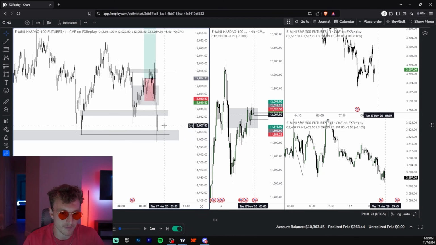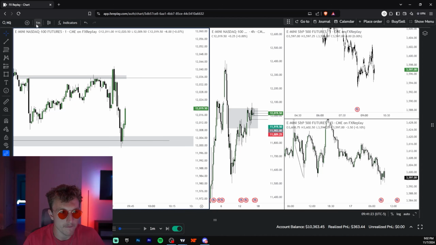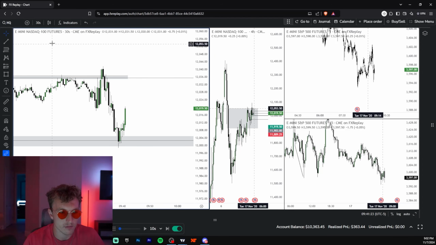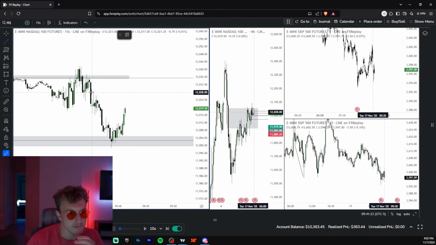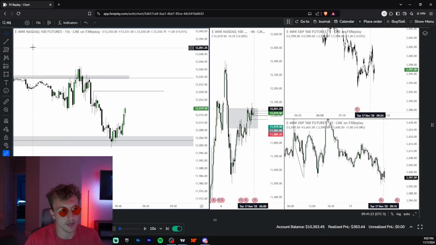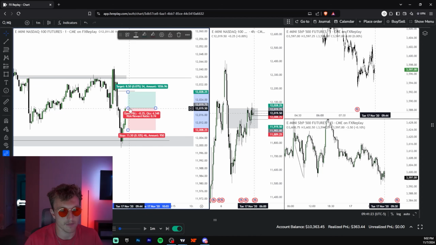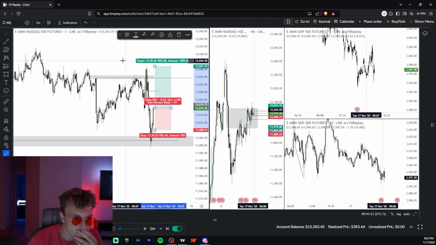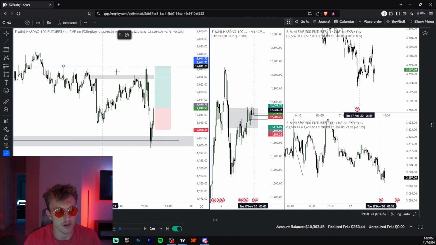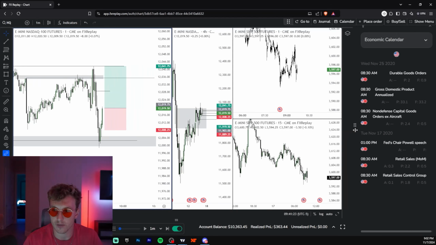I do like this. So, while this isn't the most obvious fair value gap in the world, I think I'm gonna take it and move stop to break even there. It's not like this is the most obvious, but it's still all right. And we technically left relative equal highs here. I guess I would want to see the news, which it's not really showing me.